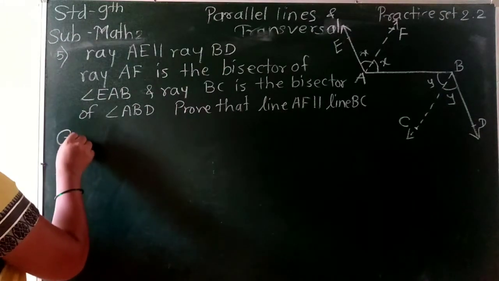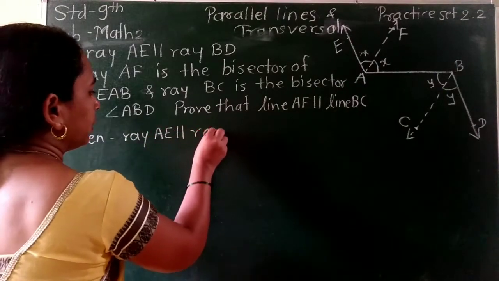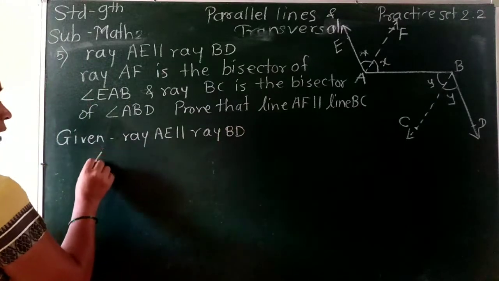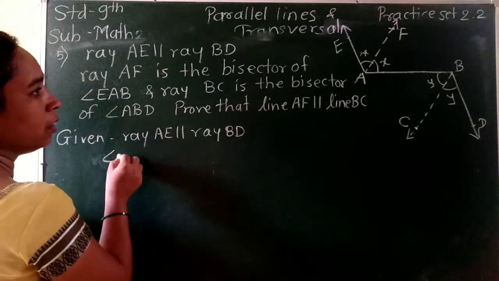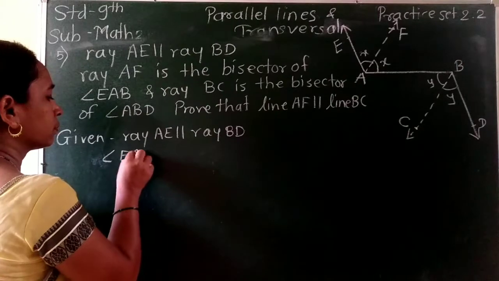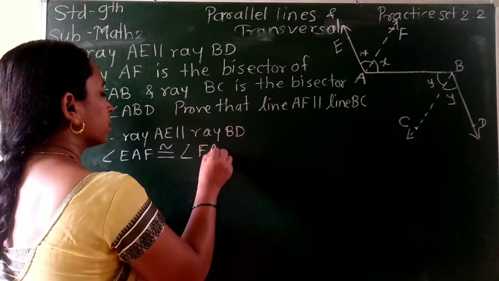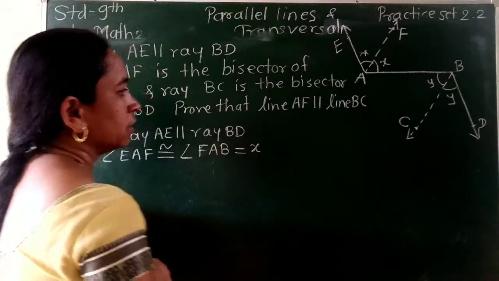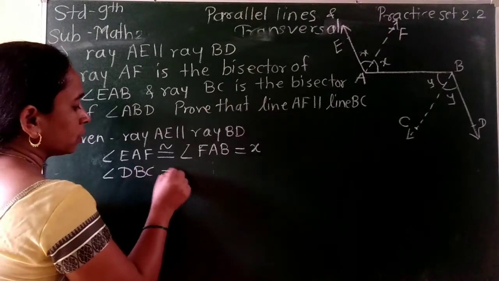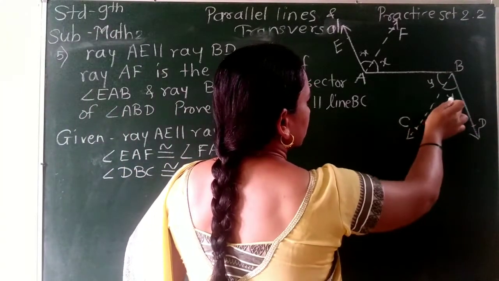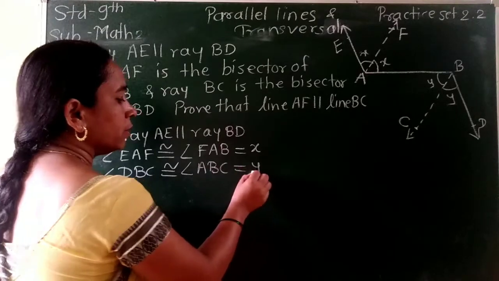So here, given: I'll start with the given. Ray AE is parallel with ray BD. AF is a bisector, therefore, instead of writing bisector, I'll write angle EAF is congruent with angle FAB and the measure is X. Same way, angle DBC and ABC are congruent, and that would be Y.